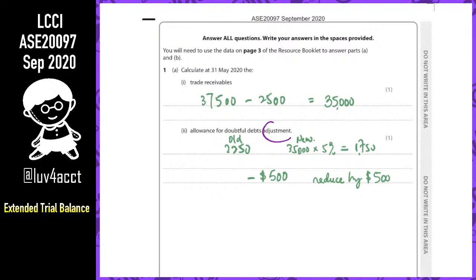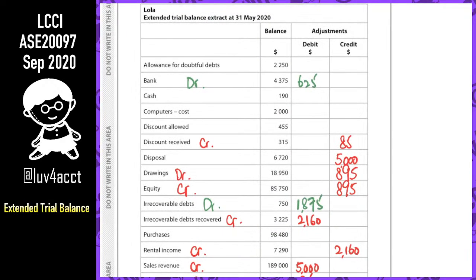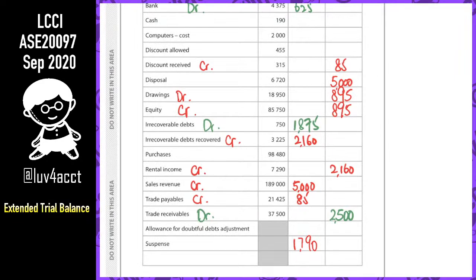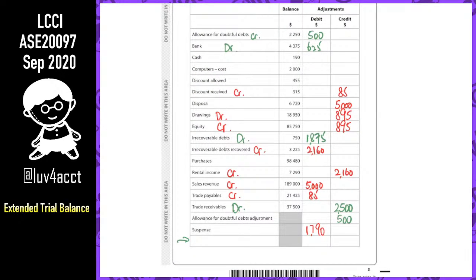Okay, and having this piece of information, we can continue with the extended trial balance. Allowance for doubtful debt, it is a credit side account, and if we want to reduce, then debit. And also here, the adjustment 500. Here we have one more line, that is of no use. But then here I will calculate the total.